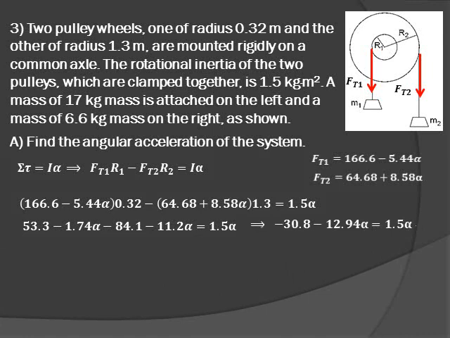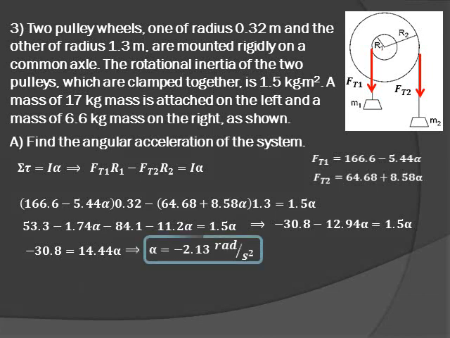And we go ahead and combine those, and then we got the 1.5 times angular acceleration over here, so we need to bring this negative 12.94 to the other side, and we figure out that we have negative 30.8 is going to be equal to 14.44 times the angular acceleration. That gives us an angular acceleration of negative 2.13 radians per second squared.